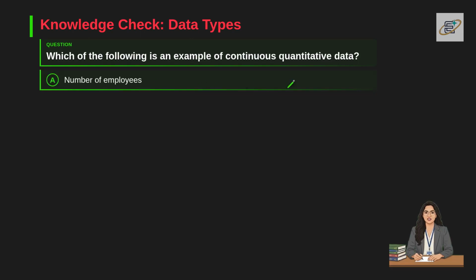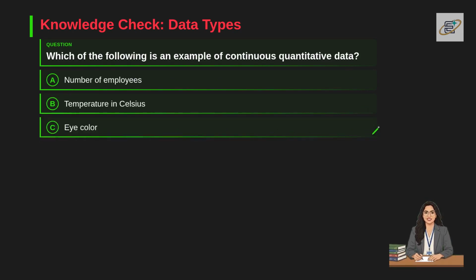Option A, the number of employees in a department. Option B, the temperature in Celsius outside your office. Or option C, the eye color of the participants in a study. Take a brief moment, think about the definitions we just covered, and pick your answer. Is it A, B, or C?